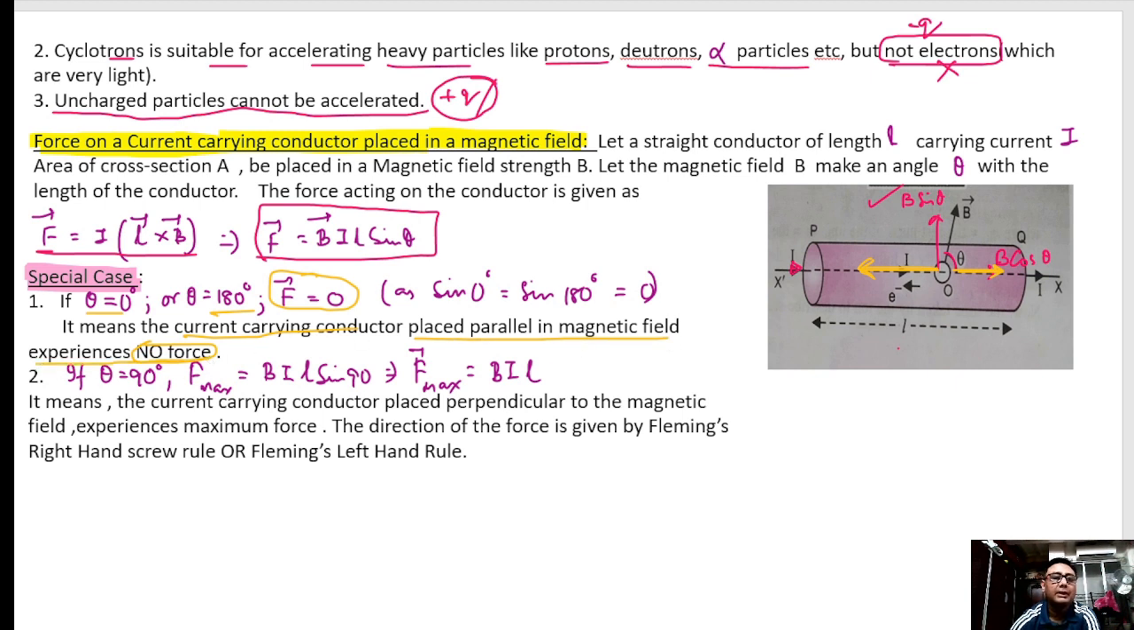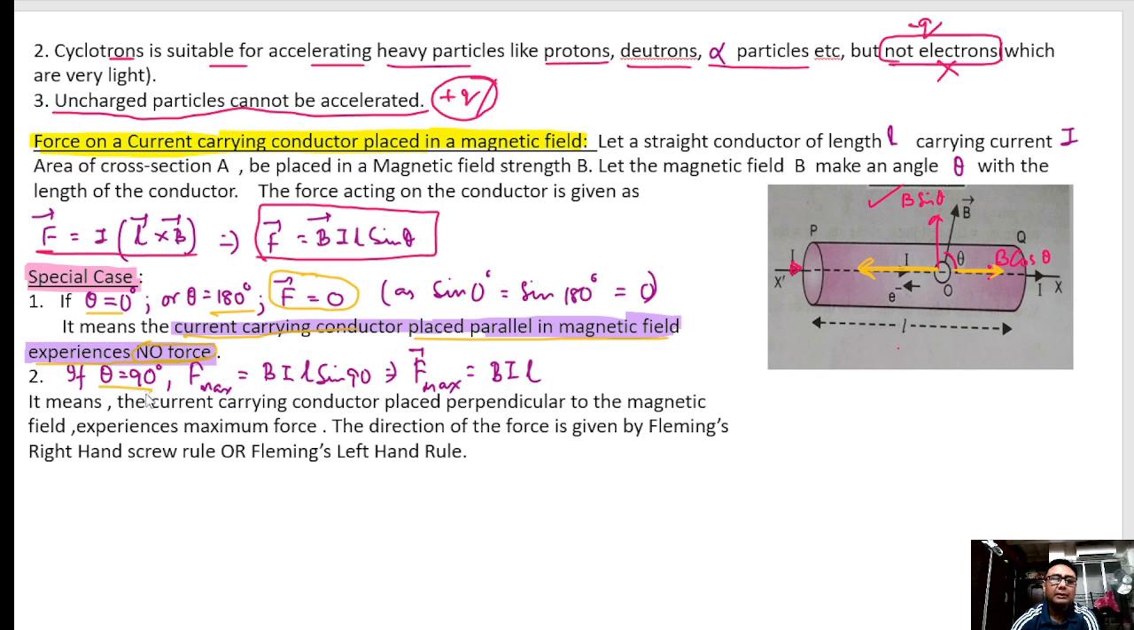Please watch, this is a very, very important point: a current carrying conductor placed parallel to the magnetic field will experience no force. Clear?